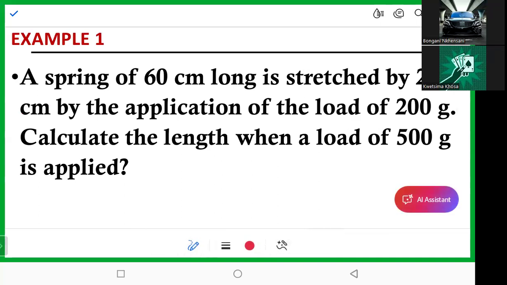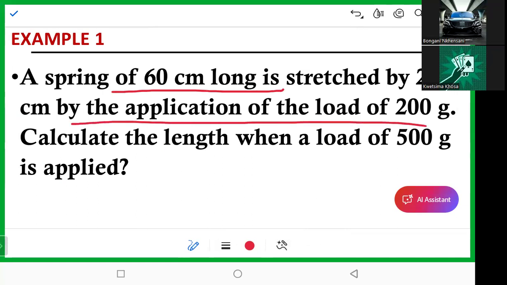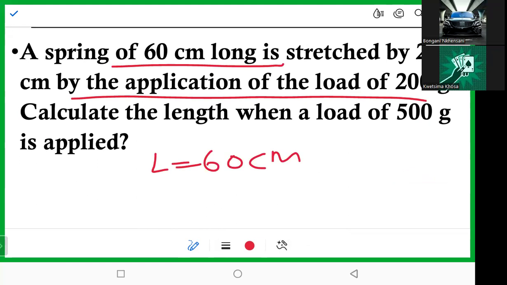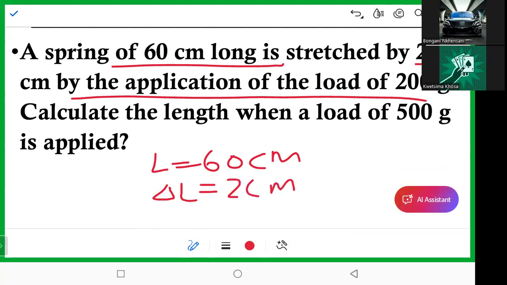Example one: a spring of 60 centimeters is stretched by 2 centimeters by the application of the load. You just collect the data here. We're given 60 centimeters, stretched by 2 centimeters, which is the change in length. Mass of our object is 0.2 kilogram; we have to convert that to kg. Calculate the length when a load of 500 grams is applied.